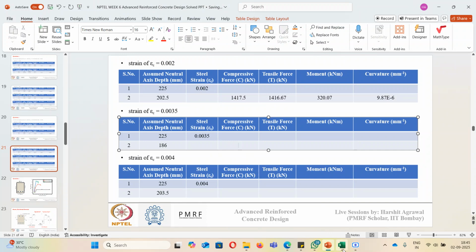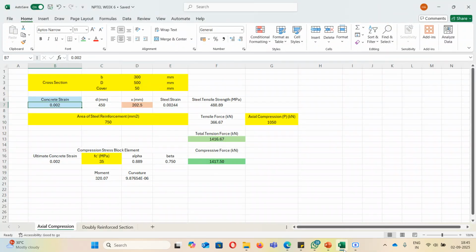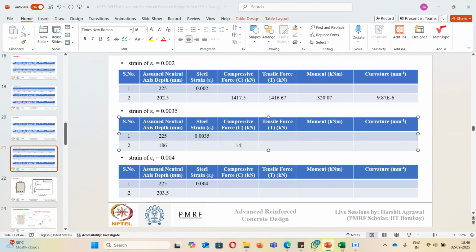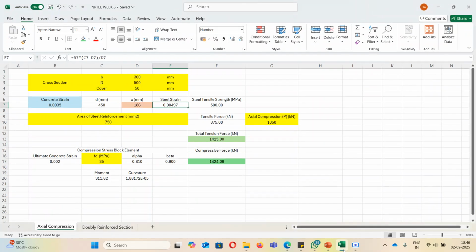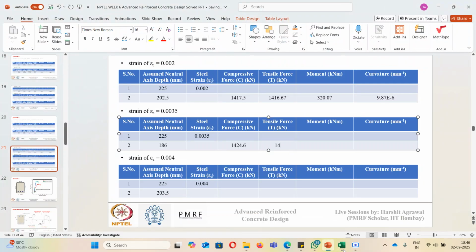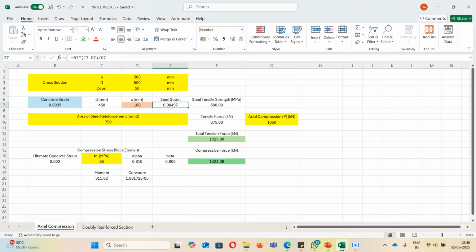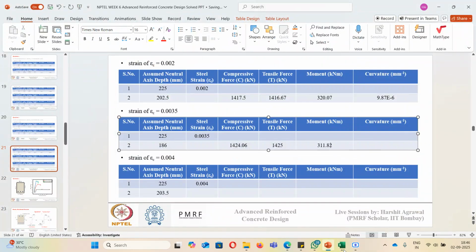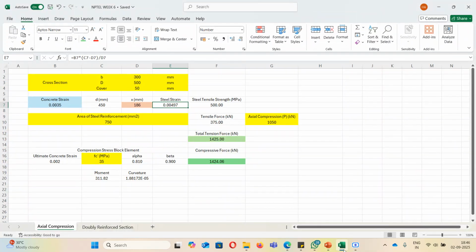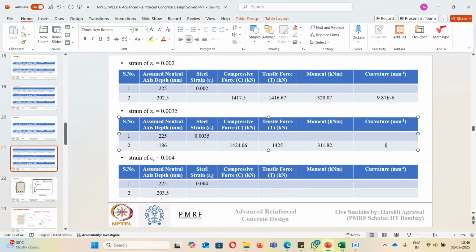For concrete strain of 0.0035, the neutral axis depth will come out to be 1686 for balanced condition. Okay, compression force is 1424.6, 1425, and tension force is 1424.06. Okay, both are almost equal, so the new moment is 311.82 and curvature is 18.81 into 10 to the power minus 6.